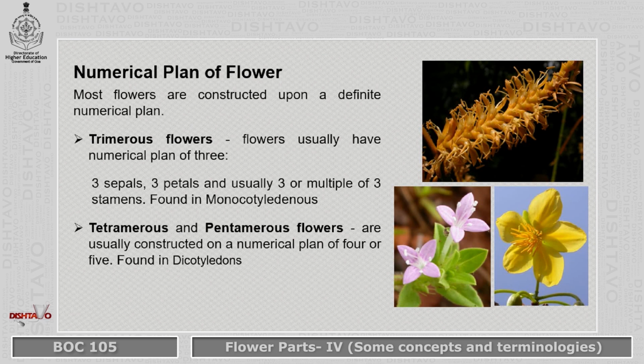Tetramerous and pentamerous flowers can be found in dicotyledons, where the flowers are constructed on a numerical plane of 4 or 5. That means the petals, androecium, calyx, all will be in multiples of 4 or 5, and the number of calyx and corolla lobes, here you can see 4, here you can see 5. So all the floral parts of the flower will be in 4 or in multiples of 4.